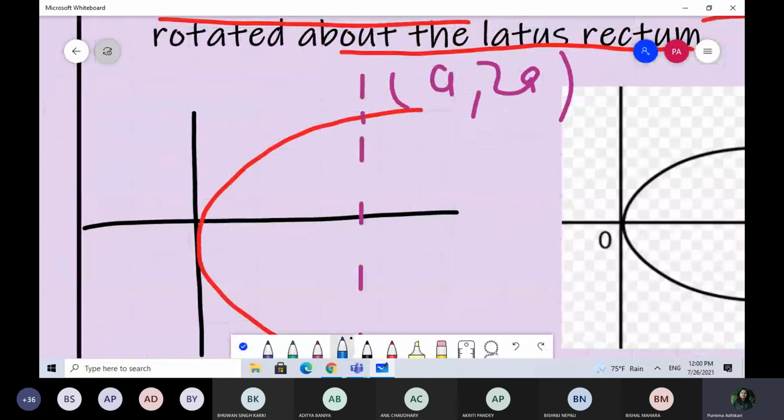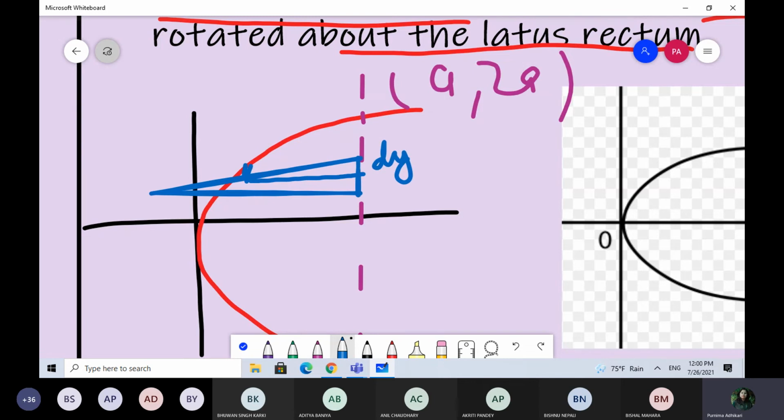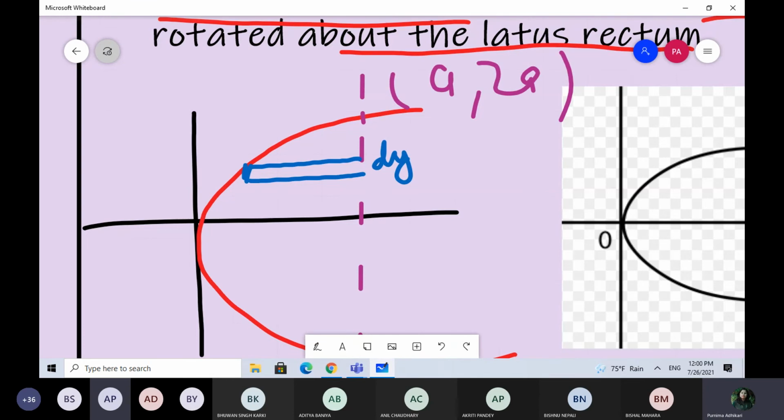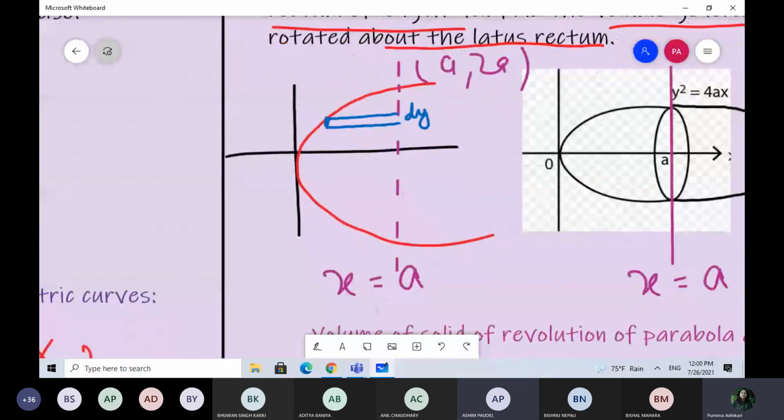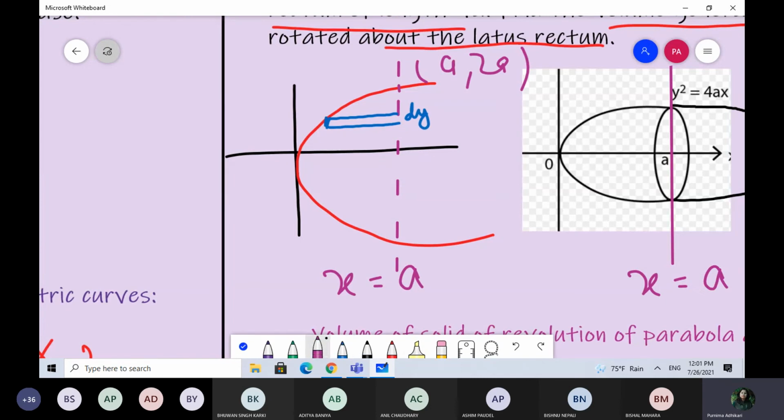In the parabola, here your radius will be, if we talk about this infinitely small portion, this portion is dy, a small change in y. That is why we took dy in place of h. So now you have to talk about this length. Let's try to find out this length. It is a minus x. Very good. This is a minus x. This line is a.